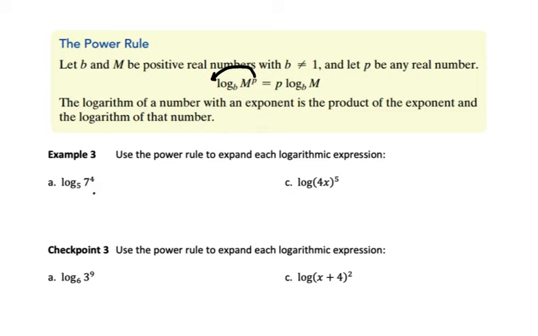So for example 3, we're using the power rule to expand each. So for part A, the 4 would move to the front. So it would be 4 times log base 5 of 7.